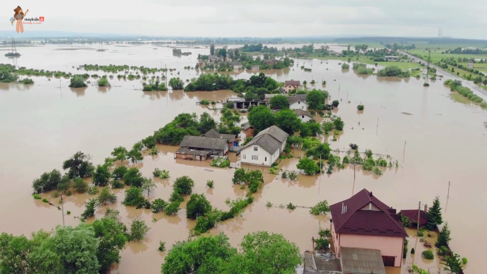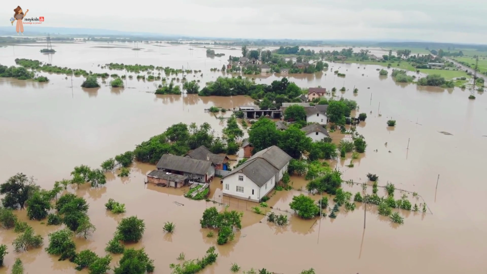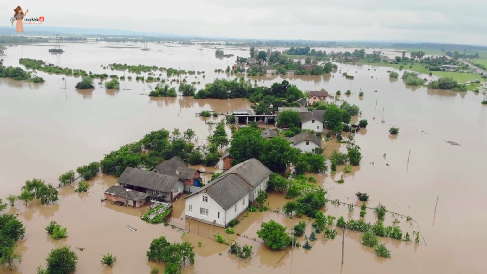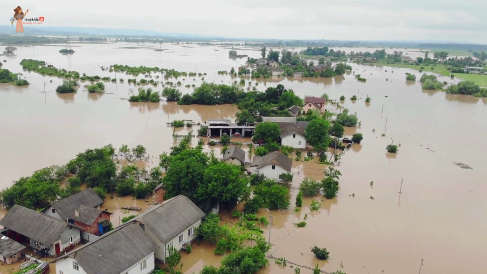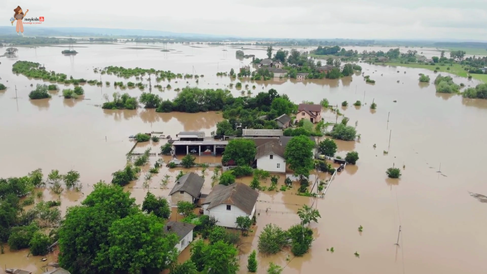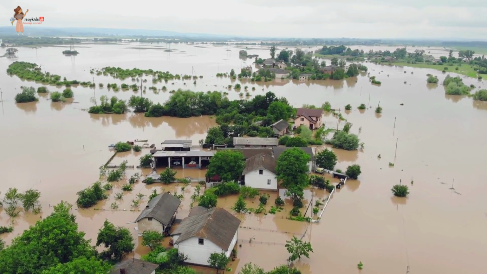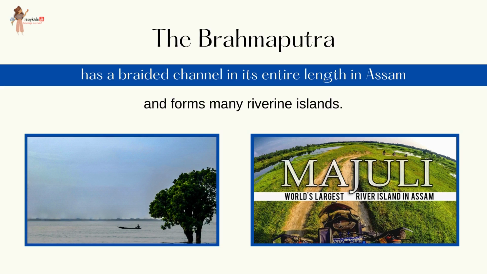Every year during the rainy season, the river overflows its banks, causing widespread devastation due to the floods in Assam and Bangladesh. Unlike other North Indian rivers, Brahmaputra is marked by huge deposits of silt on its bed, causing riverbed to rise. The river also shifts its channel frequently. The Brahmaputra has a braided channel in its entire length in Assam and forms many riverine islands.